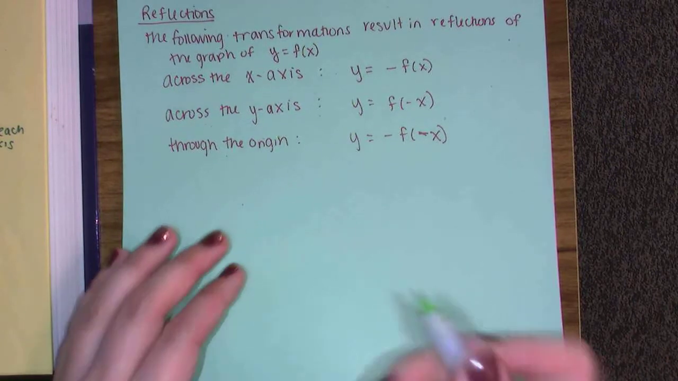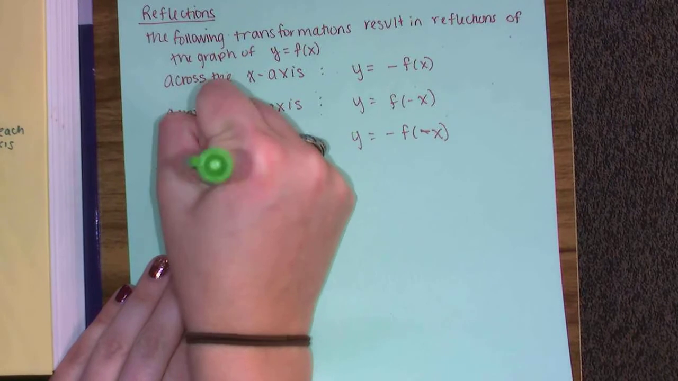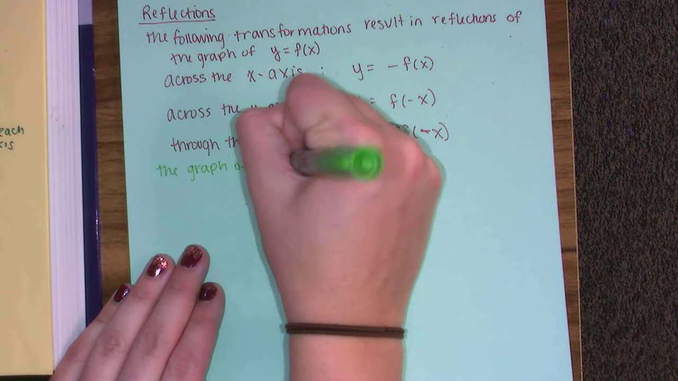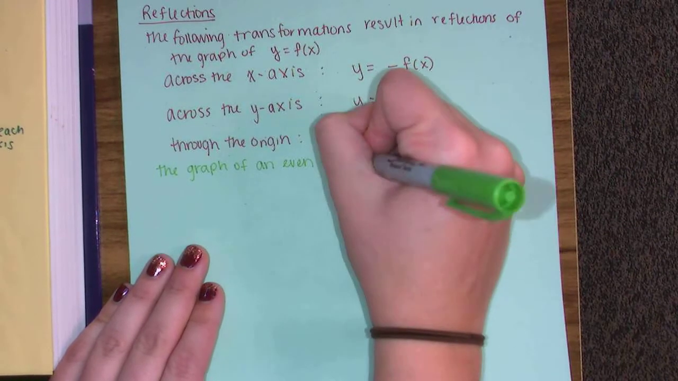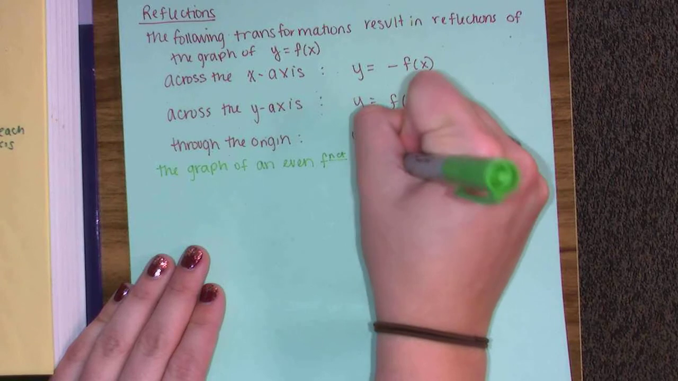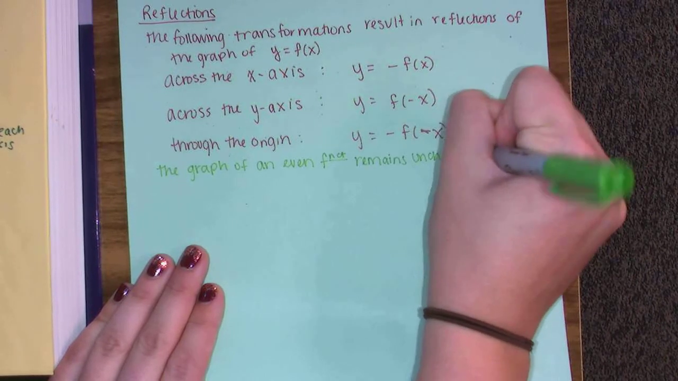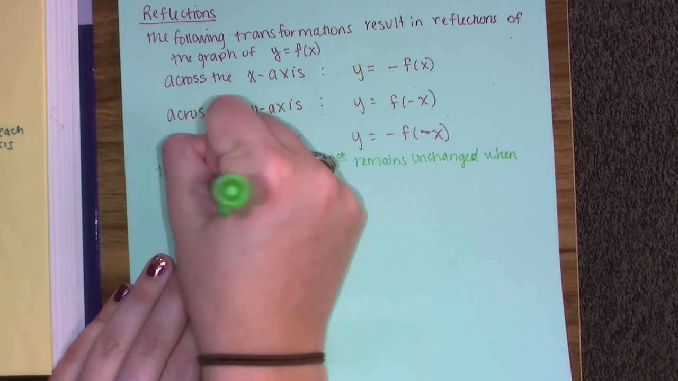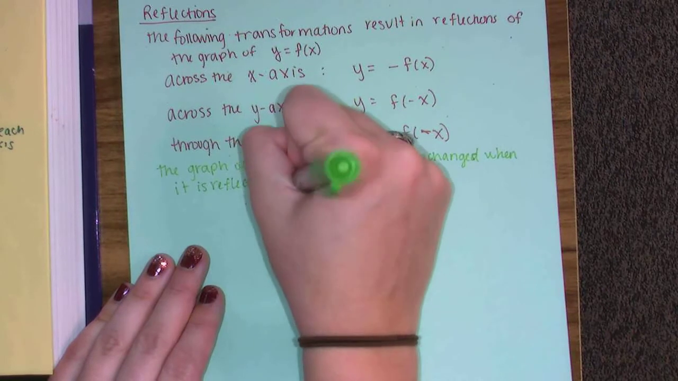Well, the graph of an even function remains unchanged when it is reflected across the y-axis.